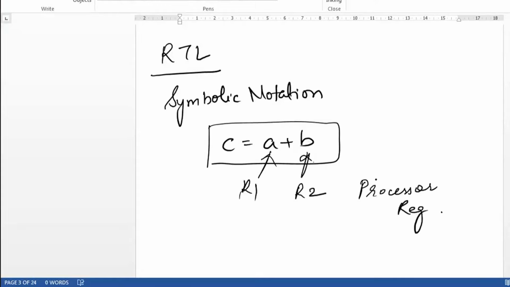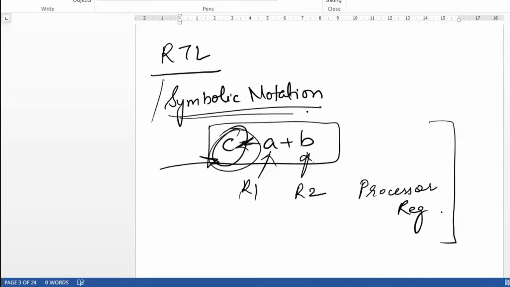You need to put whatever data you have loaded from the memory into processor registers. Again, you need to carry out some operation, then you have to load the data back to some other processor register. So you transfer that data back to another register. A sequence of operations is being carried out, and the symbolic notation which you use for performing these sequences of operations is known as register transfer language.